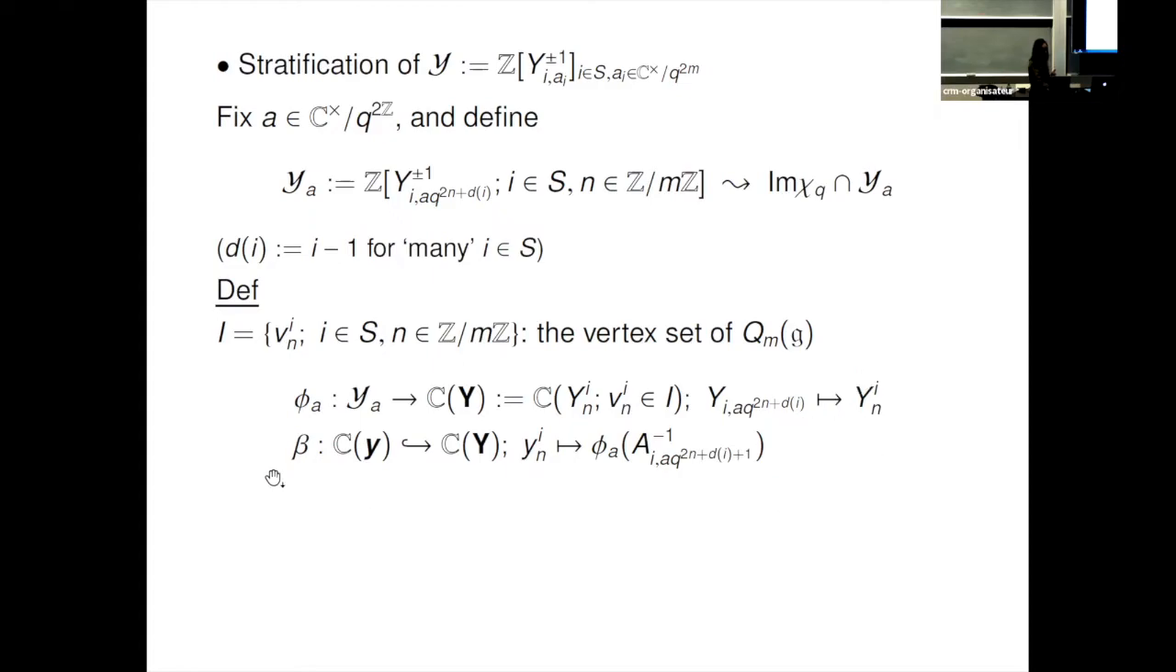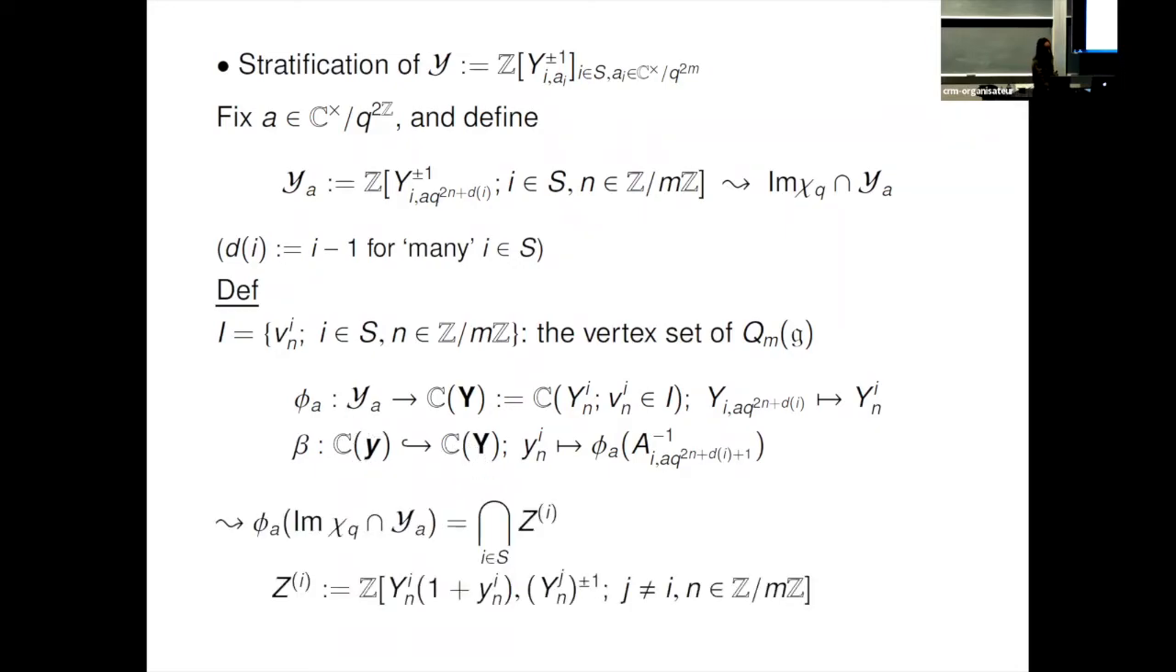And so let beta be the embedding of the rational function field generated by cluster Y variables into this rational function field generated by capital Y by sending Y variables to the inverse of A. So A was the Laurent monomial in this capital Y. So this is some embedding of Y variables in this rational function ring. So this is bigger than this one.